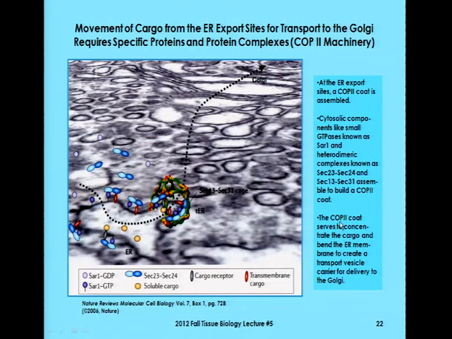So once again, this COP2 coat serves to concentrate the cargo and to bend the ER membrane to create a transport vesicle or a carrier that takes the cargo from the ER to the Golgi.